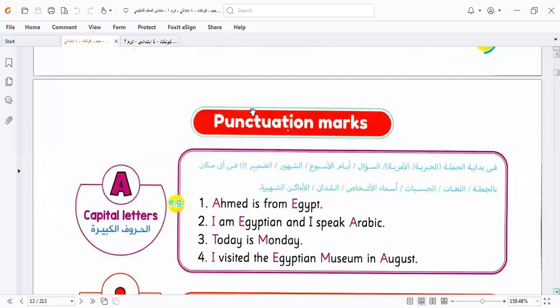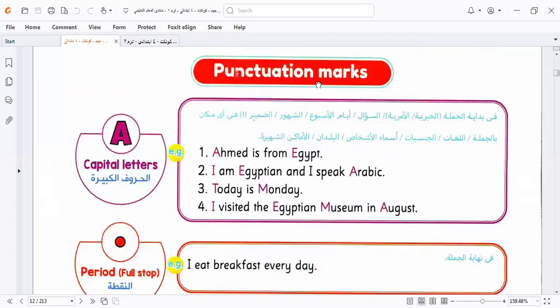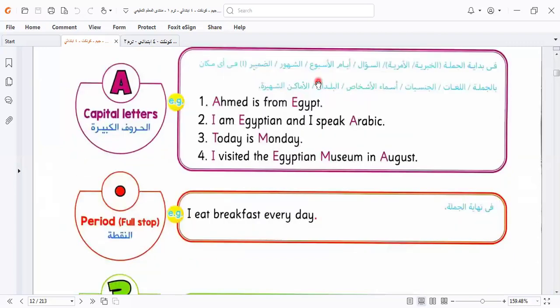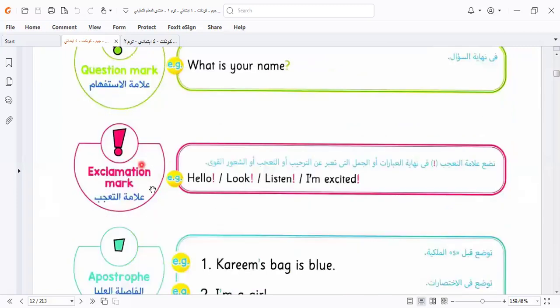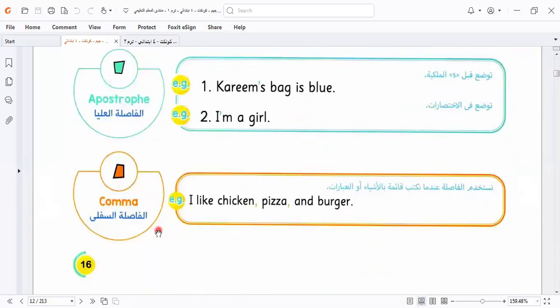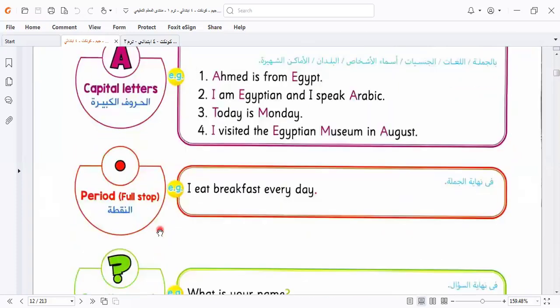Okay, punctuation marks. What are punctuation marks? As we said, there are capital letters, the period or full stop, and the question mark. This is called a punctuation mark, as are the exclamation mark, apostrophe, comma, and so on. Let's learn more about punctuation.